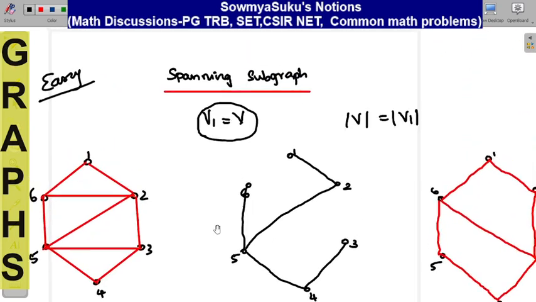So for the spanning subgraph, the main thing is that the number of vertices in the original graph and the subgraph will be equal. If so, that is a spanning subgraph.